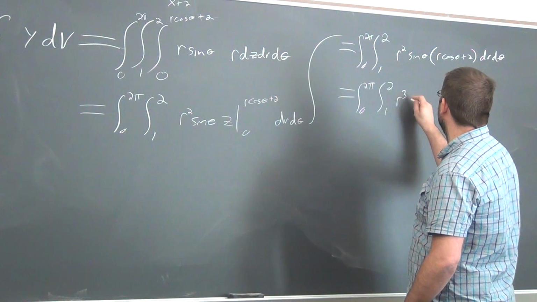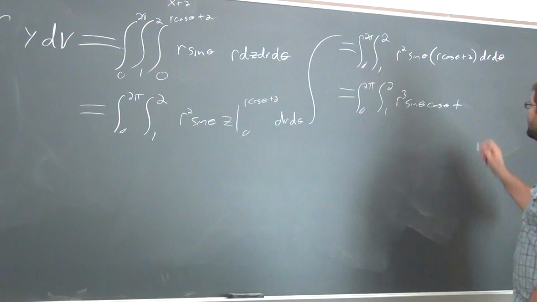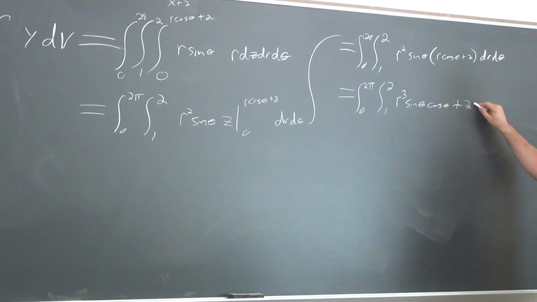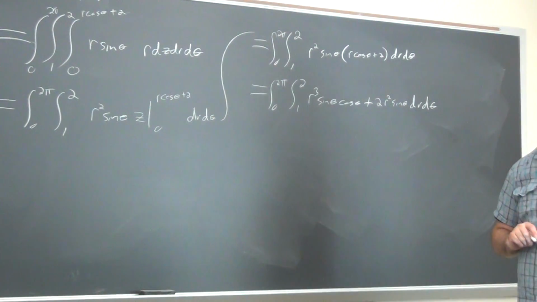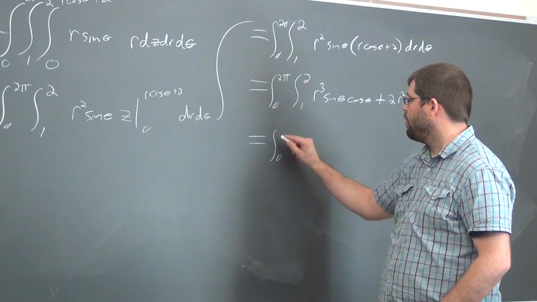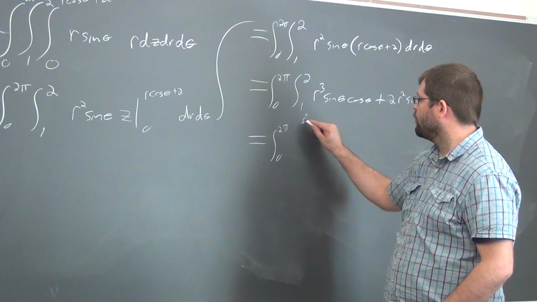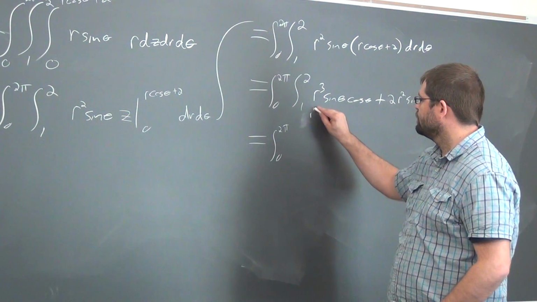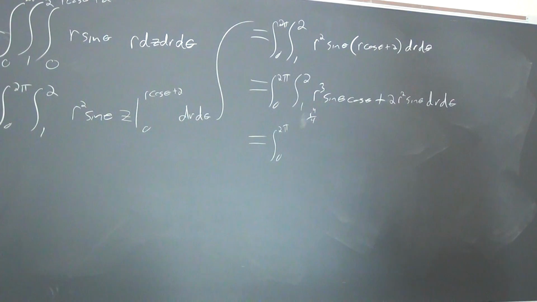So we end up with r cubed sine of theta cosine of theta plus 2r squared sine of theta dr d theta. So again, we don't have to worry about the thetas till the very last step. Integrate. Maybe I'll just do these separately. You're going to get r to the 4th over 4, right? So what happens when you plug in 2?